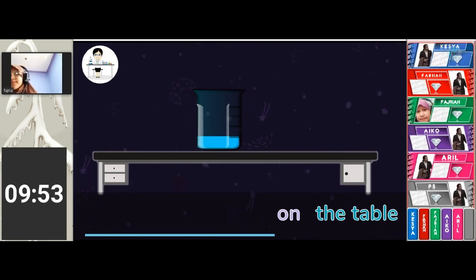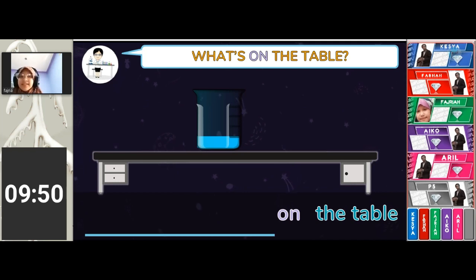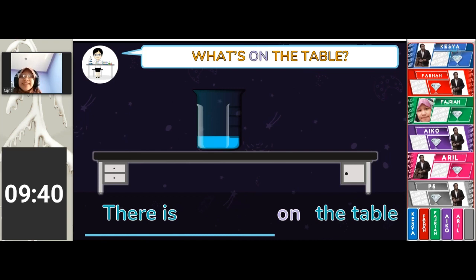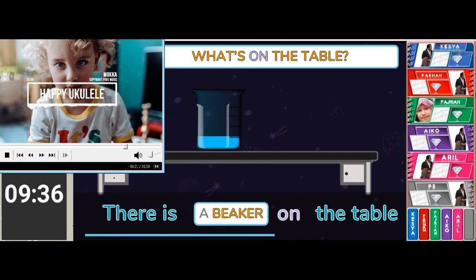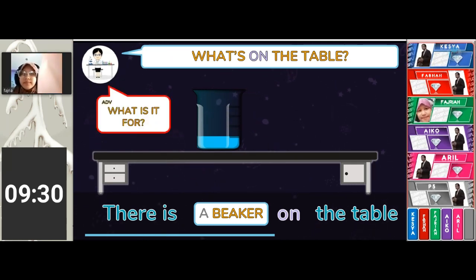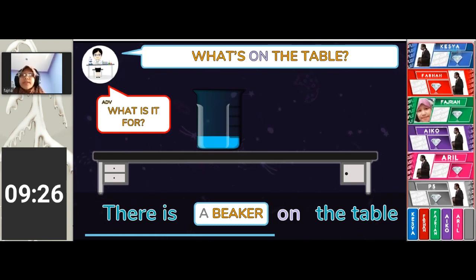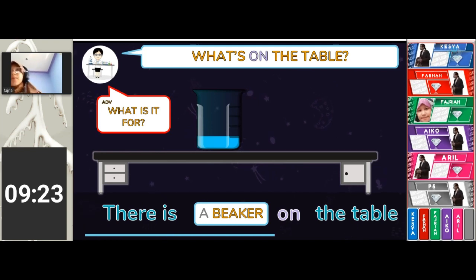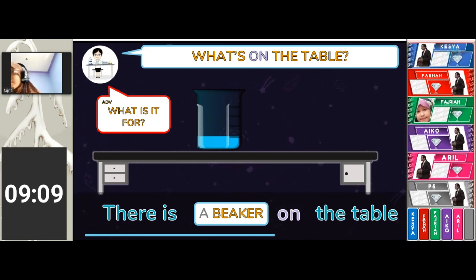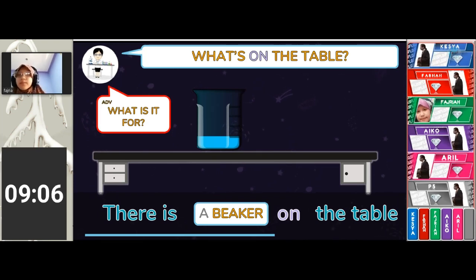What's on the table? Beaker. Okay, the music is too loud, probably. Speak more loudly. What is it for? We can use it to make some things or measure volume in the lab.